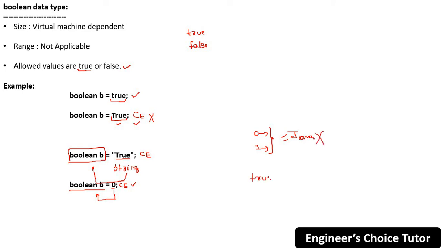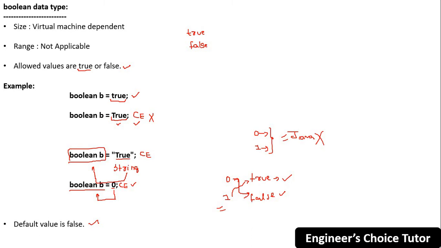this true means true, okay? And this false means false. There is no story like, okay, 0 means false and 1 means true. No such story is applicable in Java. Remember this point always. So the default value is what? False for the Boolean data type. Fine with this?